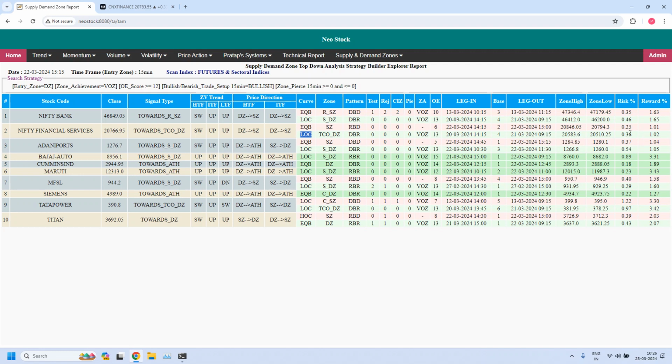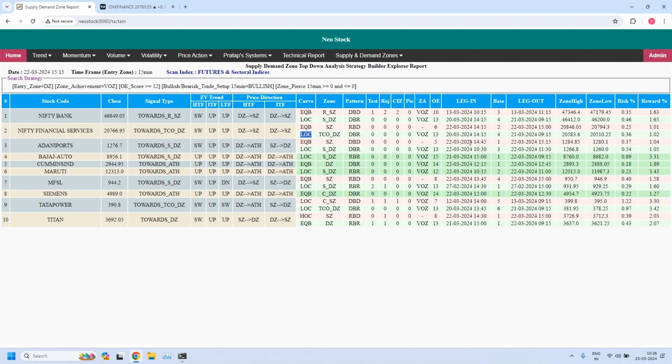Actually here the risk is calculated based on week to week. That is a type 1 proximal entry. If you go to type 2 proximal, you may get even more RR, maybe up to 1:4 RR. So it's a good stock. Now let us analyze this stock.